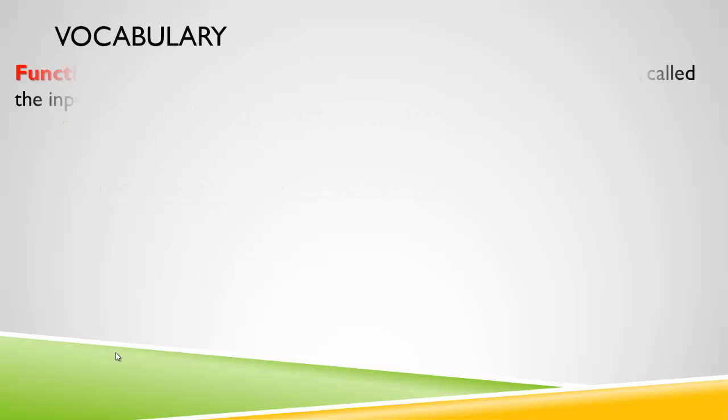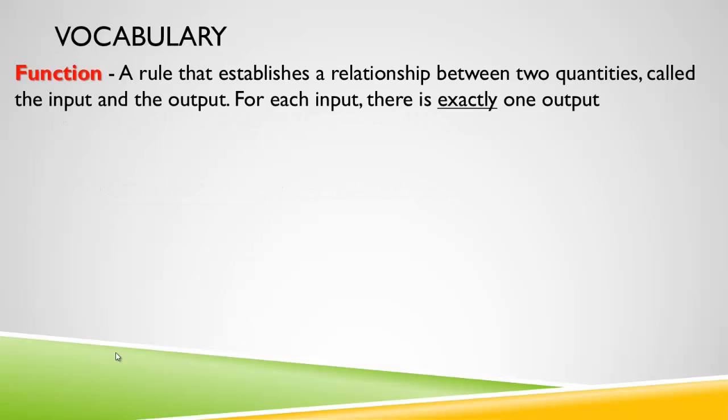Some vocabulary for you. A function is a rule that establishes a relationship between two quantities, called the input and the output. For each input, there is exactly one output. A function looks a lot like an equation. It basically is an equation. The only difference is instead of using y, like you might have seen in slope-intercept form, y equals mx plus b, so you might have an equation that's y equals 2x plus 4, instead of that y, we're going to replace that y with f of x. They're essentially the same thing.